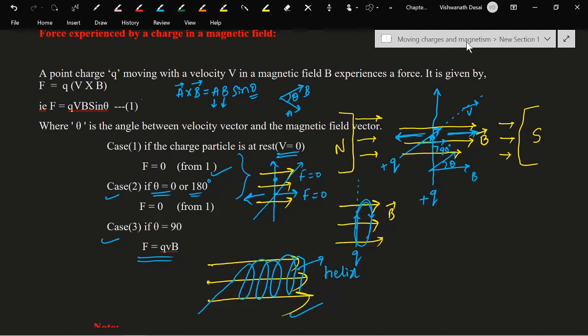In the last video, we studied the force experienced by a charge when it is moving in a magnetic field. But we just introduced the magnitude of force, not the direction of the force. Then what should be the direction of force experienced by a charged particle? We will see in today's class.